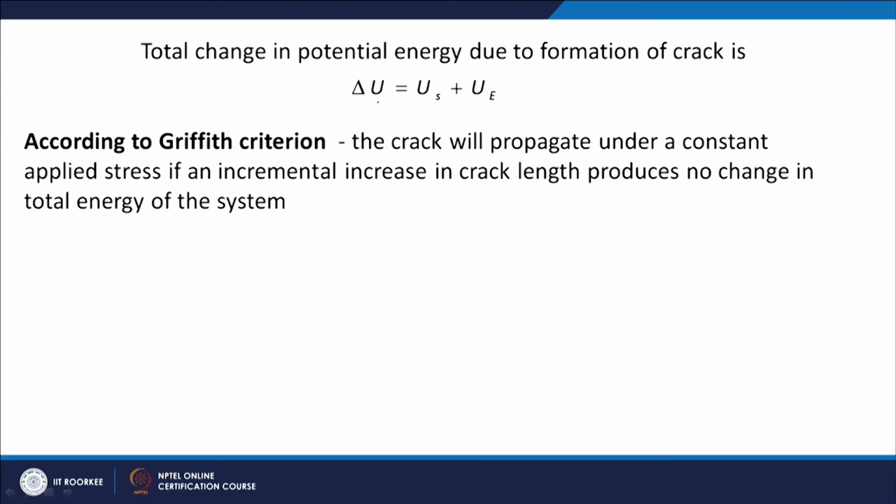And the total change in potential energy due to formation of the crack will be delta U, the change in potential energy, so US plus UE. According to the Griffith criteria, the crack will propagate under a constant applied stress if an incremental increase in crack length produces no change in total energy of the system. So, when I am increasing the crack length, if there is no net change in the energy of the system, the crack will be a stable crack and it will propagate.